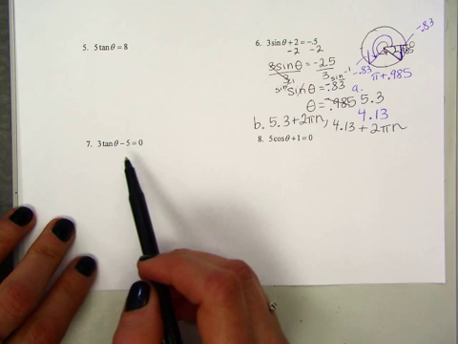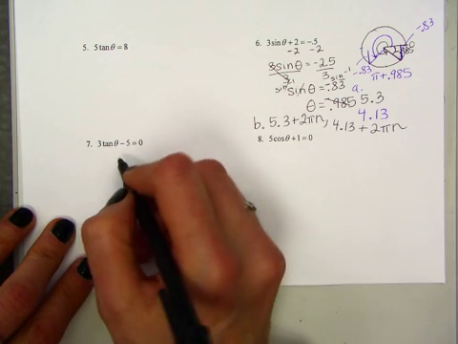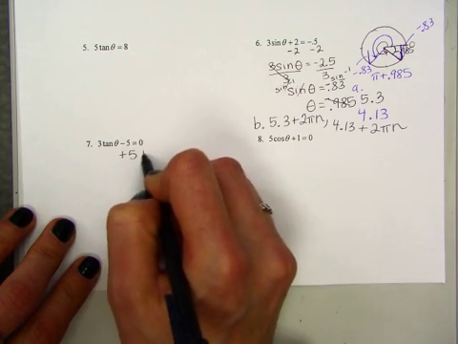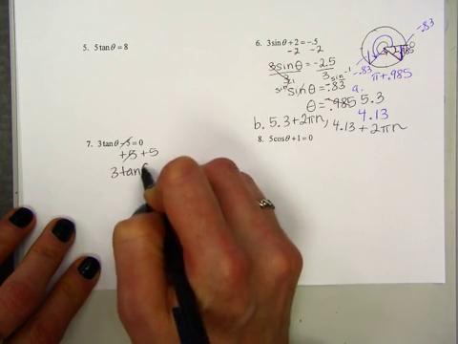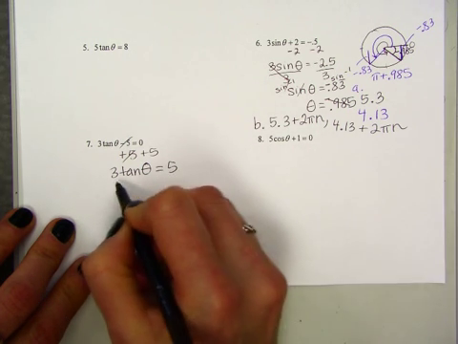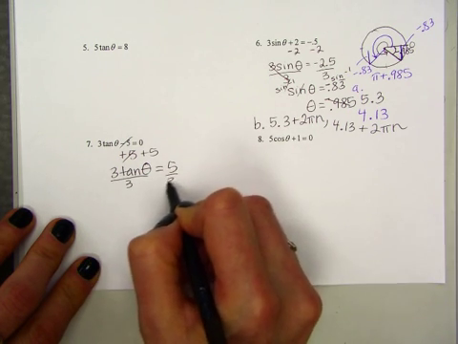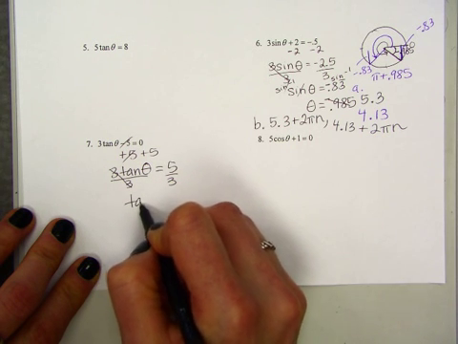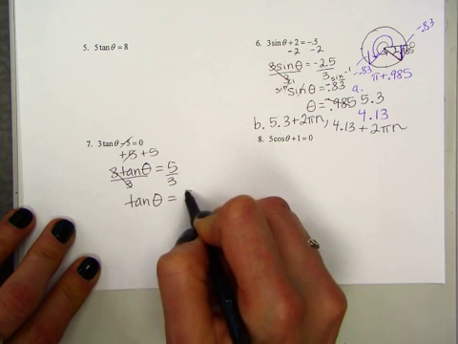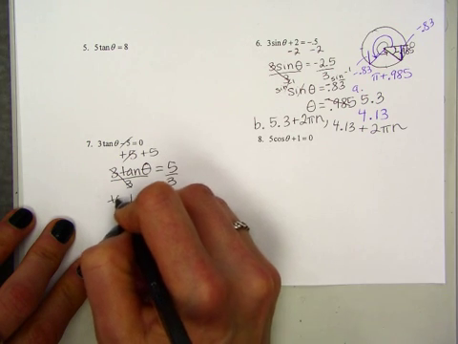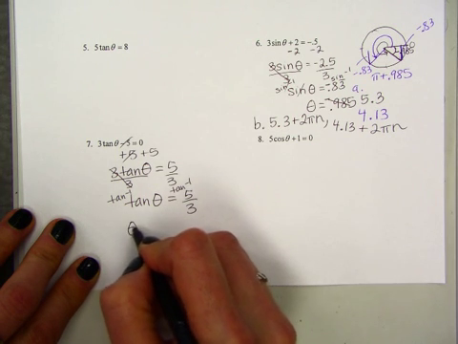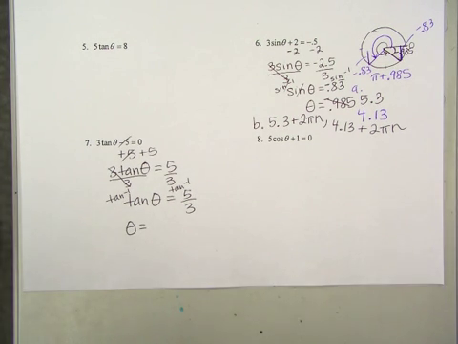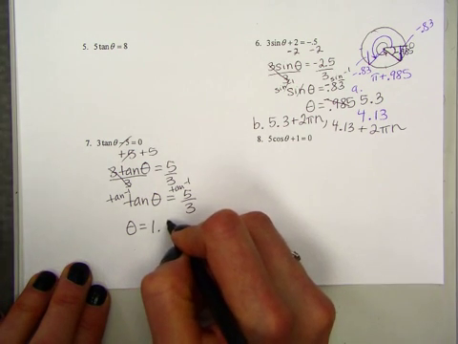Okay, tangent ones can seem very different, but they can be similar. Let's see, add 5. Divide by 3. How are we going to get rid of that tangent? Inverse tangent. All right, still in radian mode because, again, our domain was from 0 to 2 pi. All right. And we get 1.03.